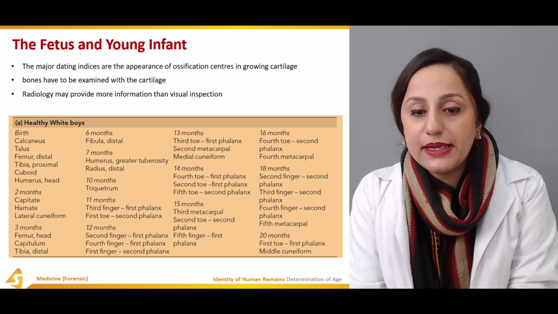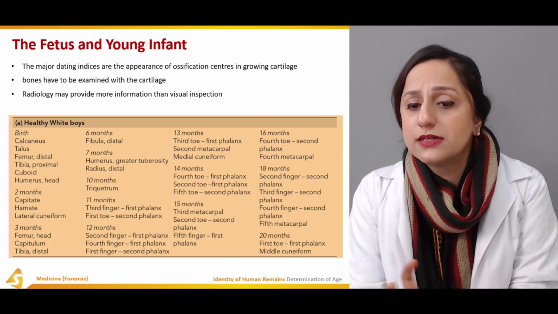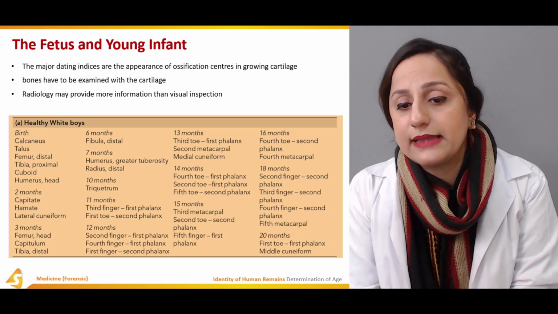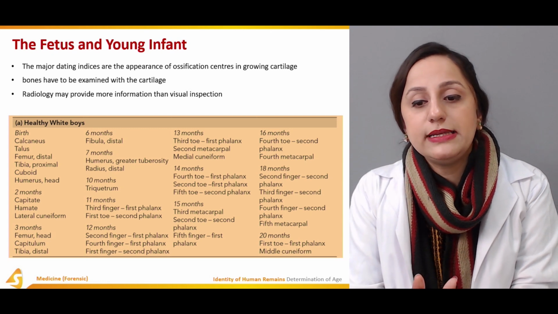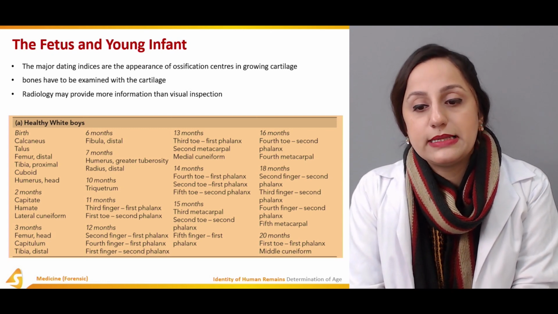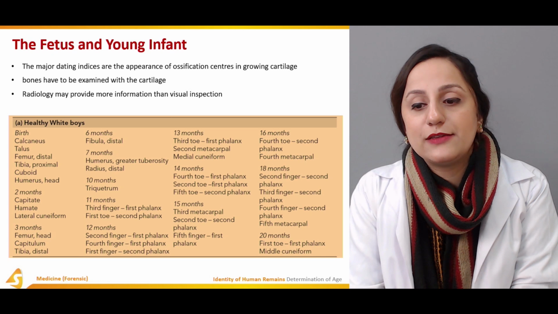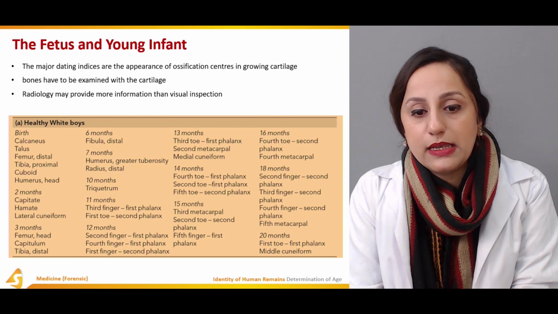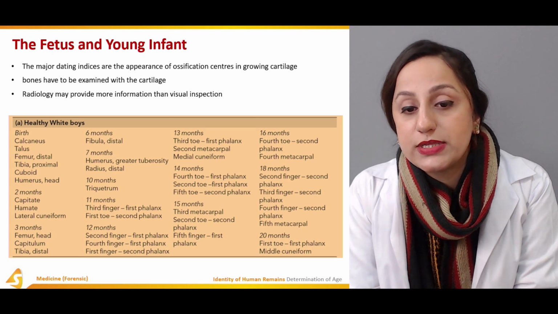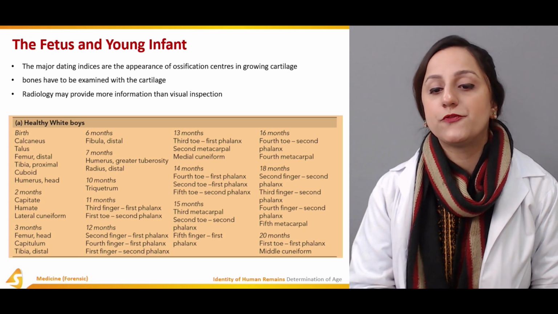At 2 months, the capitate, the hamate, and the lateral cuneiform. There is a third finger, the first phalanx, and the first toe, the second phalanx, at 11 months. When we are dealing with 15 months, the third metacarpal, the second toe, and the second phalanx start fusing. The fourth finger, the second phalanx, and the fifth metacarpal start fusing as well at the 18 month interval. The femur head and capitulum and the distal ends fuse at the 3 month interval, and at 12 months it's the second finger, the fourth finger, and the first finger.